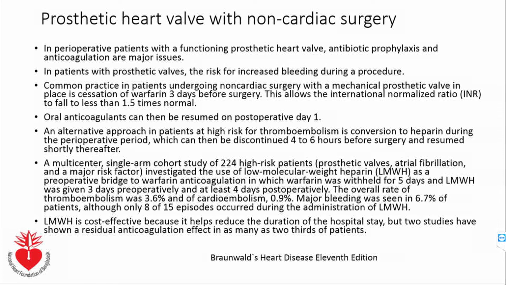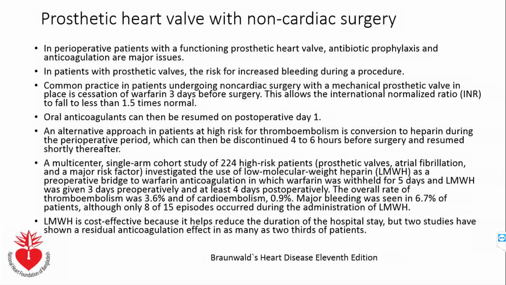3 days before the surgery, the INR may be decreased to 1.5. But this decrease in the INR may be fatal to the patient, as the patient has a prosthetic valve. So this can be overcome by using heparin in the intermediate period, and heparin can be discontinued 4 to 6 hours before the surgery.